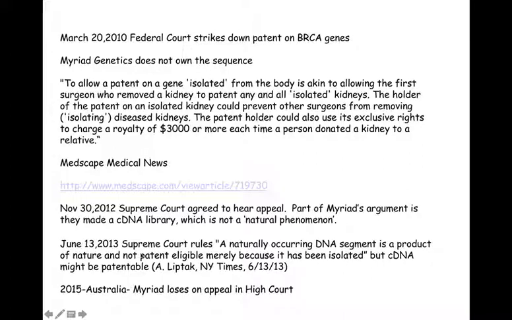But in 2013, the Supreme Court ruled that a naturally occurring DNA segment is a product of nature and not patent eligible merely because it has been isolated. But the cDNA part might be patentable. They also tried this in other countries, like in Australia. In Australia, they lost their case also. So there is no patent now in the U.S. allowed on individual human genes.